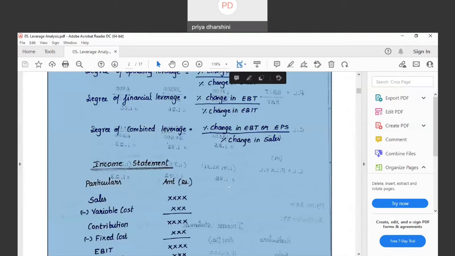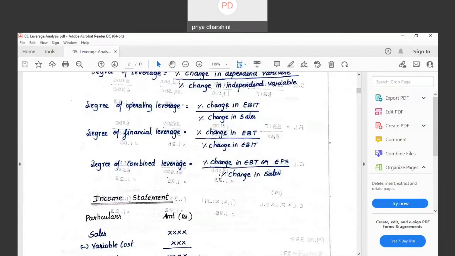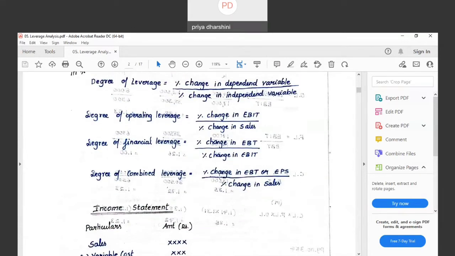Is it understood? So in your question, if they ask you as a percentage, you have to apply the second set of formulae. If they are asking you only the ratios, you will say contribution by EBIT, EBIT by EBT, contribution by EBT. That's all. Is the formula understood? So instead of remembering these degrees separately, it is enough if you remember only one common formula, which is percentage change in dependent variable divided by percentage change in independent variable. That's all. Is it clear?